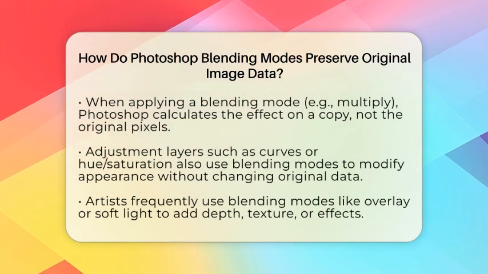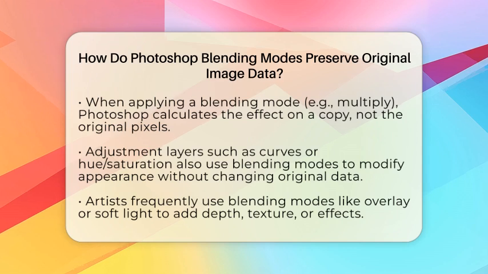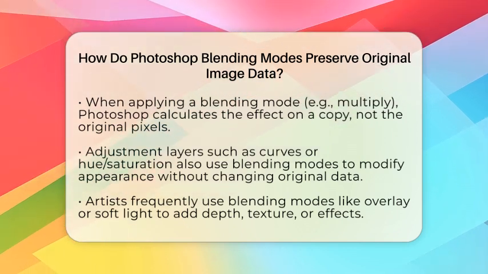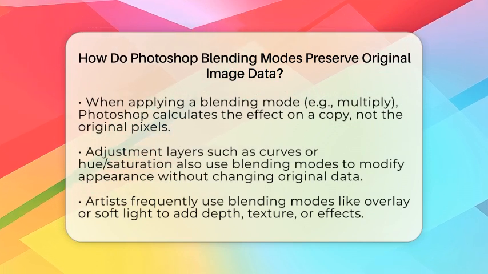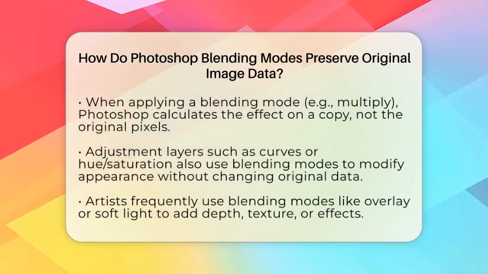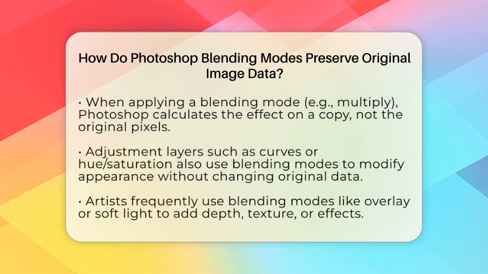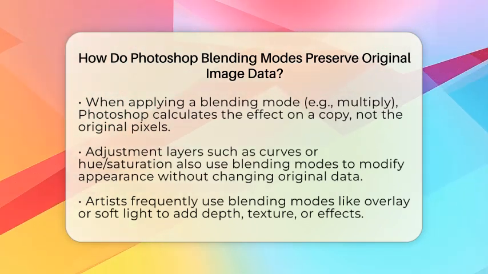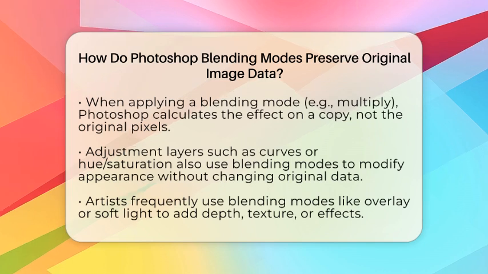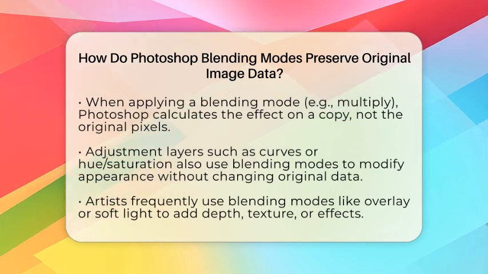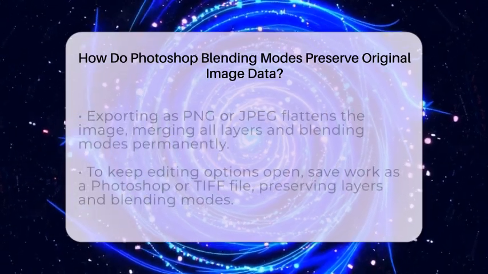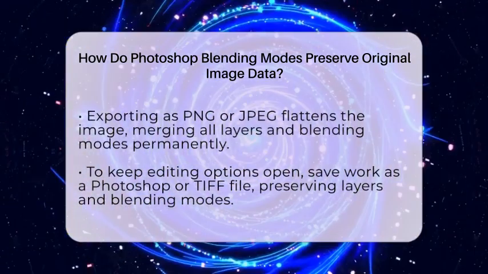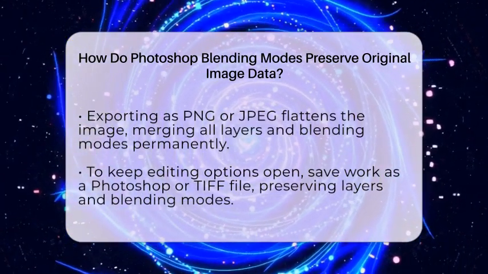For example, if you set a layer to multiply mode, it darkens the image by multiplying pixel values, but the original pixels stay untouched. Photoshop does this by working with a copy of the pixel data during the blending process. If you want to make adjustments later, you can add an adjustment layer like curves or hue and saturation. These layers also use blending modes but don't alter the original image pixels directly. Instead, they modify how the layers interact visually.